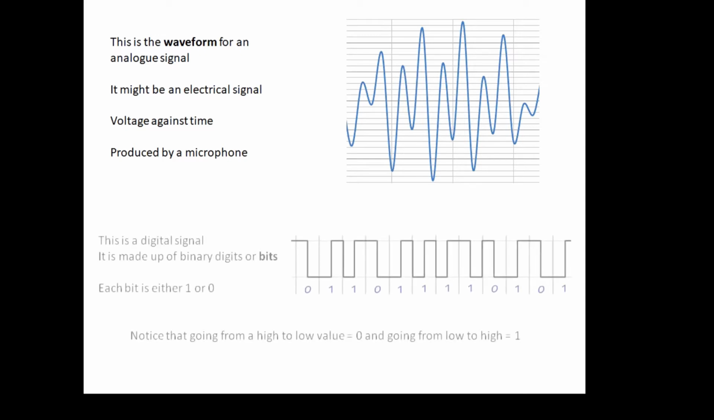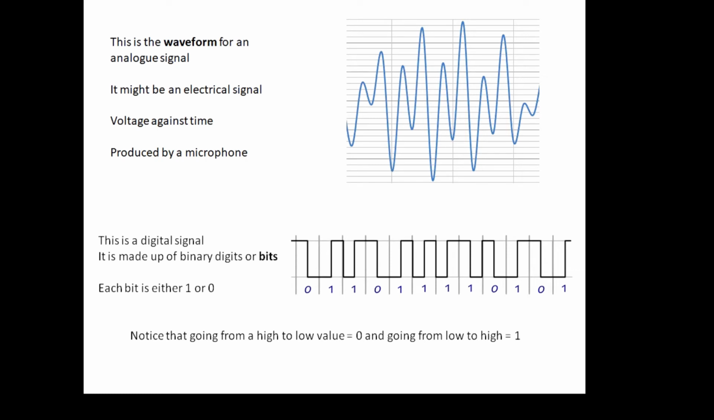Now, a digital signal is made up of binary digits, which we call bits of information, and each bit is either a 1 or a 0. Now, a typical way of doing that with a voltage is if the voltage is going down, then that's a 0, and if the voltage is going up, then that's a 1. And so as the voltage goes up and down, you get lots of noughts and ones. And that is a binary signal, a digital signal.